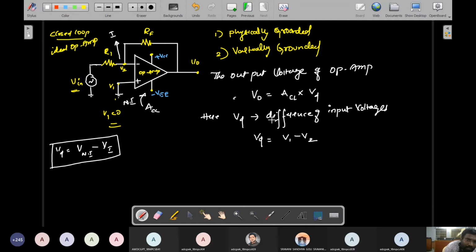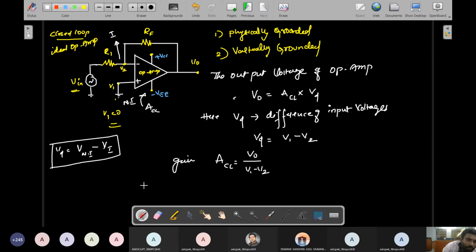And right now I want to prove that. Now you can write, what is the gain of this amplifier? Gain ACL is equal to V0 by VD. VD means V1 minus V2. Simply write ACL is equal to V0 by V1 minus V2.